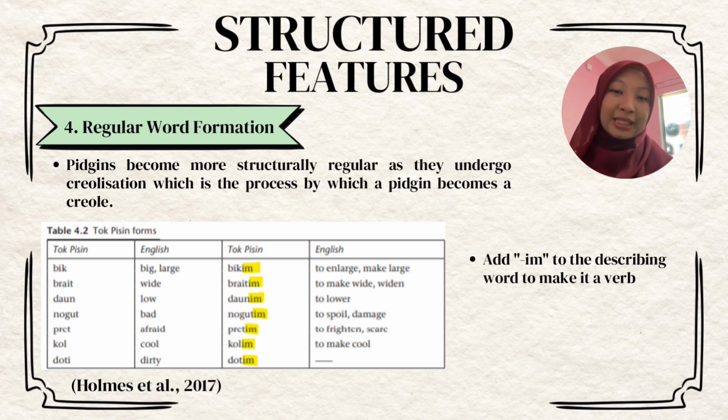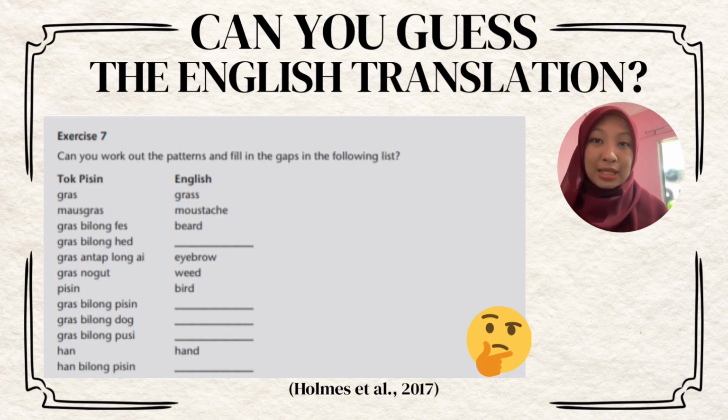Can you see the pattern in the table? We add "im" to the describing word to make it a verb. So once you recognize the pattern, it is possible to form new words in the Creole language and to guess the English translation. If you know that the Tok Pisin word for hot was "hat," you could predict the word meaning to make hot or to heat would be "hatim." You can similarly guess that the English word missing from the list in the table is "to dirty" or make dirty. Here is some exercise that you could try to see if you can guess the translation.